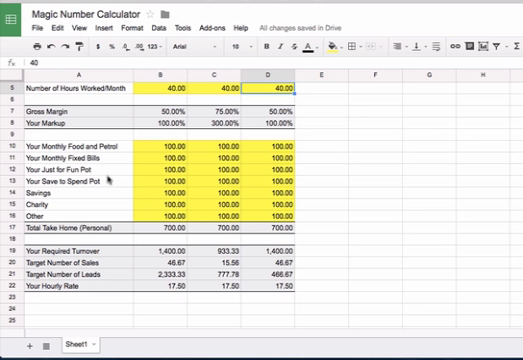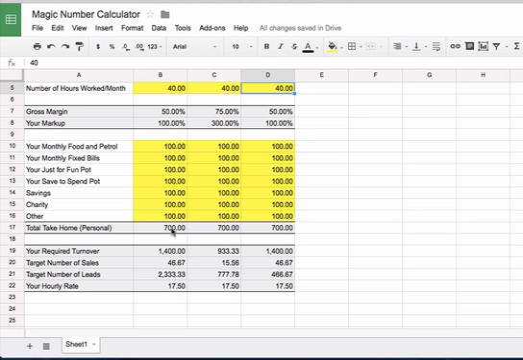And if you've got a partner, your monthly food and bills are normally £500 a family, and this is how much you personally want to contribute to that pot. Then this works out how much your personal take home would be. Then everything else is calculated for you.